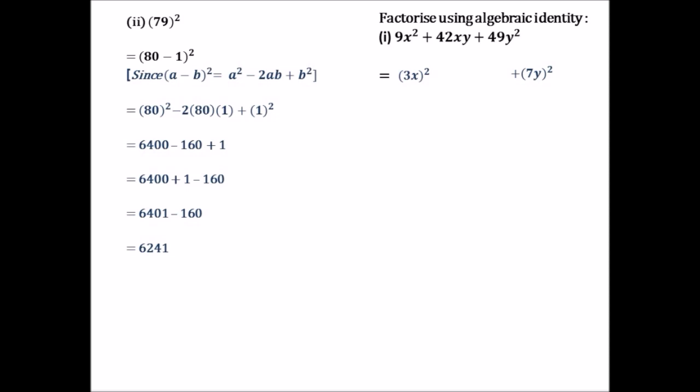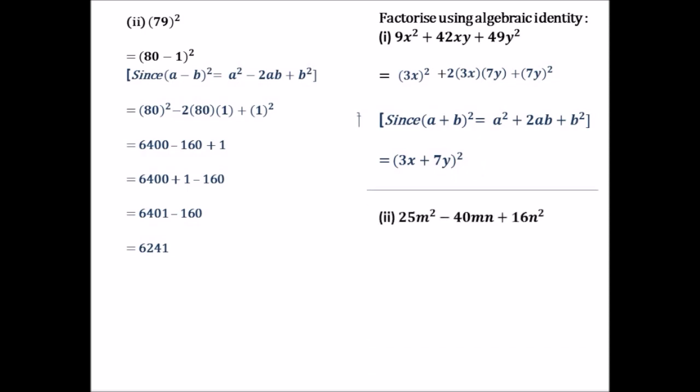So we have got a square as 3x whole square and b square as 7y whole square. Now let's express the middle term. Plus 2 into 3x into 7y. 2 3s are 6, 6 7s are 42, x into y, xy, 42xy. So we have got this in the form of a square plus 2ab plus b square. Since a square plus 2ab plus b square equals a plus b whole square, we can factorize this as a plus b whole square, that is 3x plus 7y whole square.